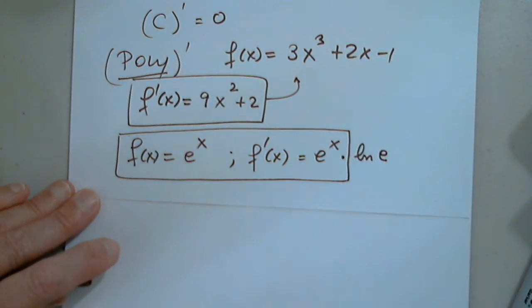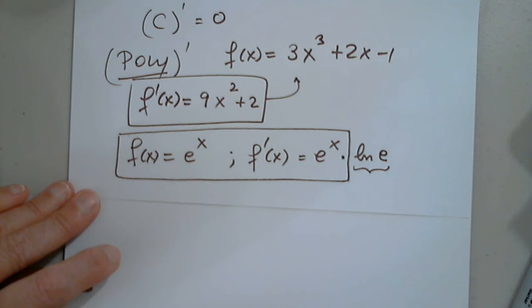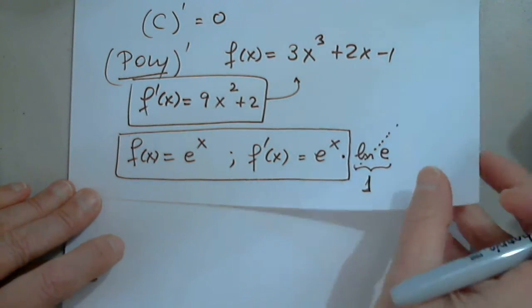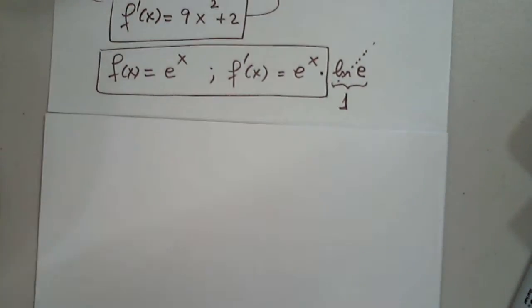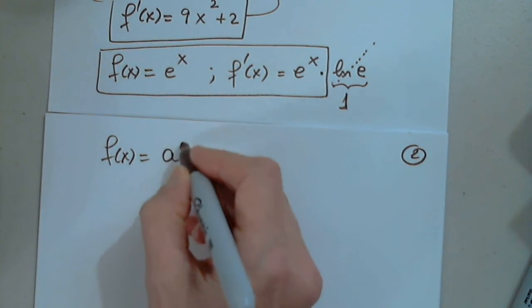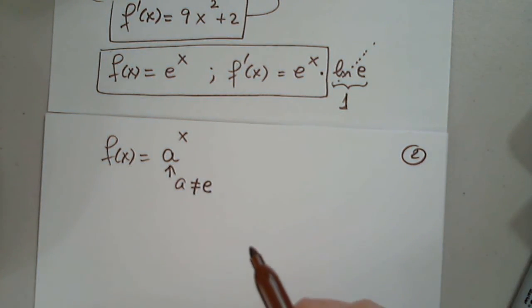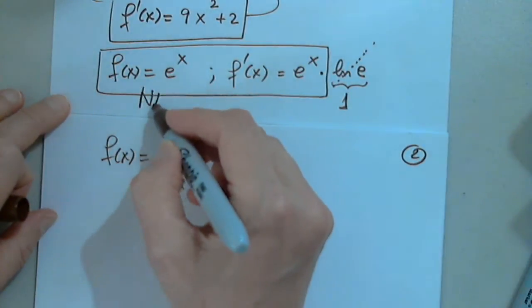But what do we know about natural log e? Can anyone tell us how much is natural log e? It's 1. Indeed. So that's why we will not write it. What is the point here? What am I trying to say? Well, I'm trying to prepare you for something else, which is f of x equals a to the x, where a does not equal e. So see, we have exponential functions that have base e, natural exponential function.